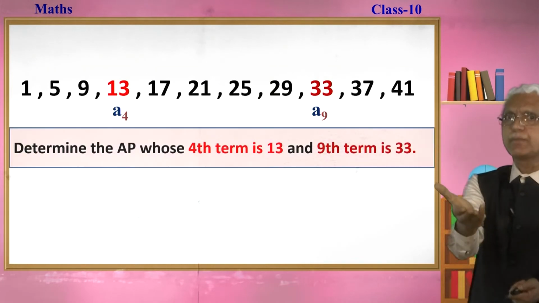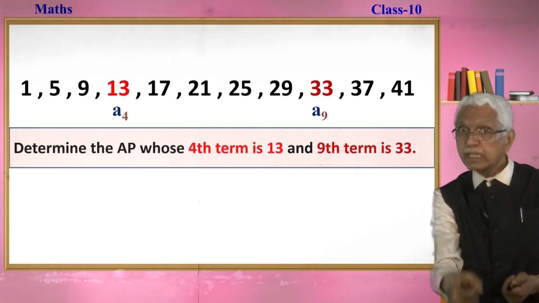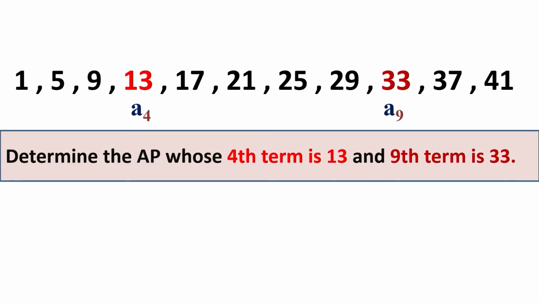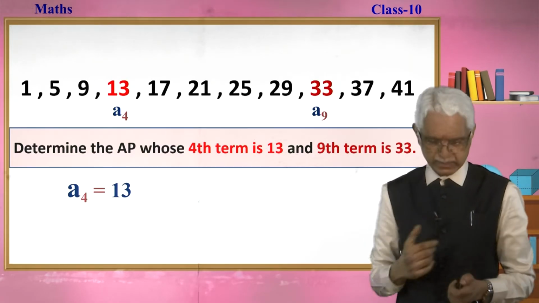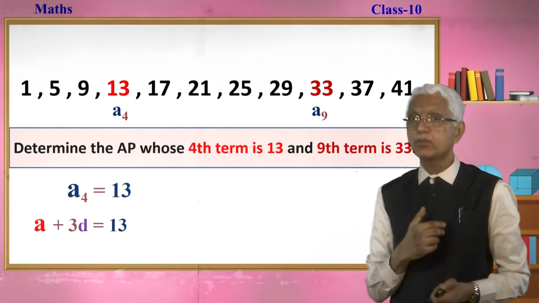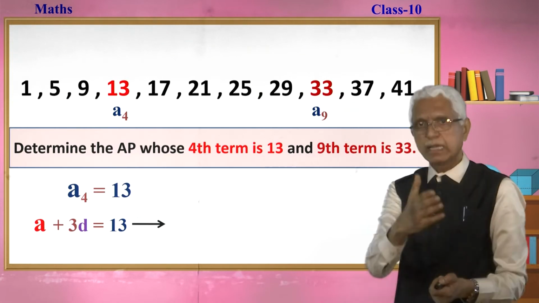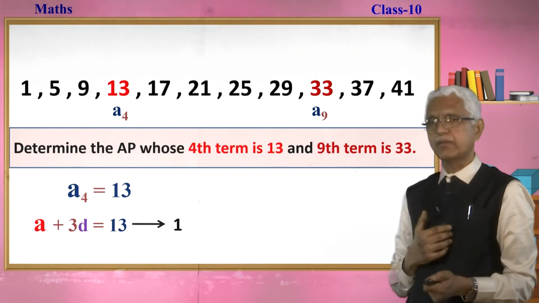Problem. Determine the AP whose 4th term is 13 and the 9th term is 33. As I told you, 2 terms are given. You are not given 2 consecutive terms. 4th is given, 9th is given. You will have to find out the AP. 4th term is 13, a4 is 13. What is a4? a plus 3d. a plus 3d is equal to 13. Call it equation number 1.